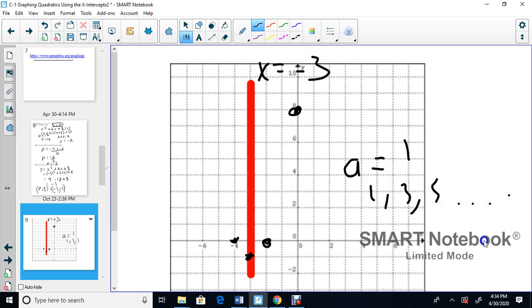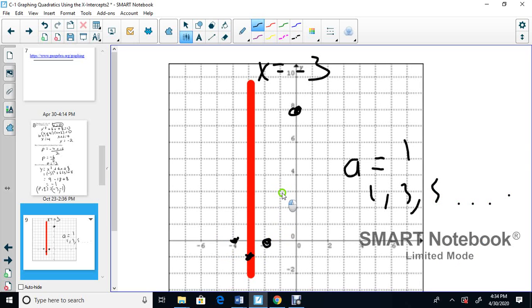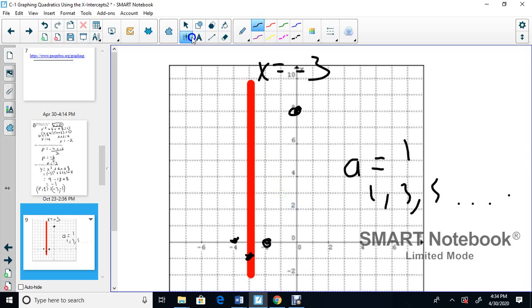So here I'll do it with the mouse. I go over 1, up 1. Let's make sure I'm on my pen mode. So over 1, up 1, over 1, 1, 2, 3. I put a dot. Over 1, up 5: 1, 2, 3, 4, 5. Oh, there's my y-intercept. Perfect. Over 1, up 1. Over 1, up 3. Over 1, up 5.